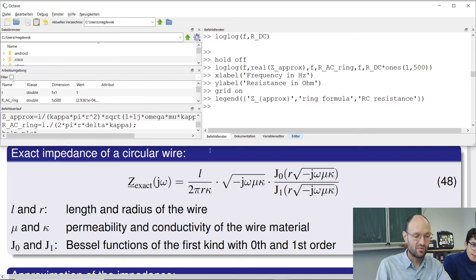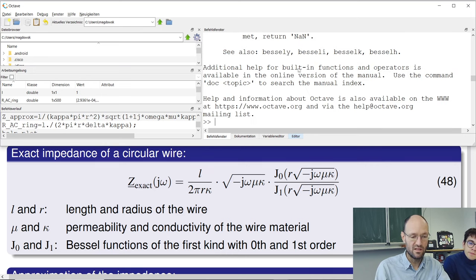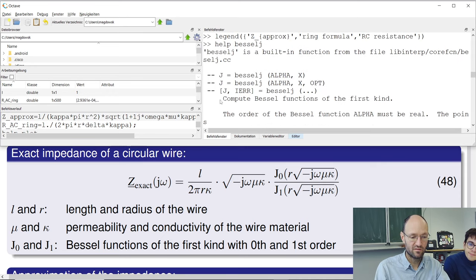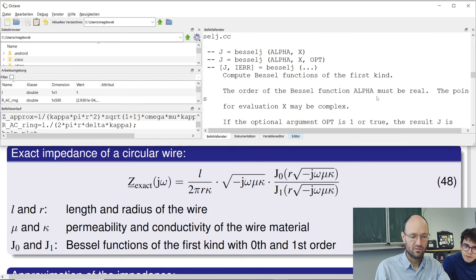as we can see, includes something that looks like our ring resistance formula here, because it's 2πr and kappa, but it does not include delta. And we have omega and mu, no problem. And these J functions here, as it's mentioned here, are Bessel functions of the first kind with zeroth and first order. And you can find these Bessel functions in MATLAB and in Octave. They are called besselj. So if we check, it says this is the Bessel function of the first kind, and we give the argument, which is called alpha. I think alpha is the order, yeah? Okay, yeah. The order of the Bessel function alpha must be real. So alpha is the order, and x is the argument.